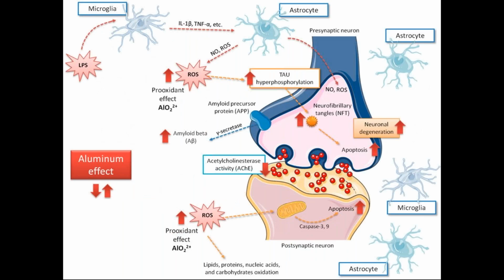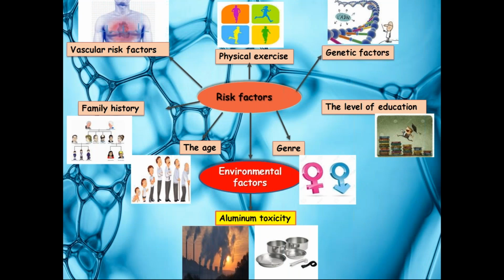Okay, this picture presents the different factors of Alzheimer's disease in detail. For example, if you see the structure of neuron cells, astrocytes and microglia, we have dysfunction in the neurotransmission between the postsynaptic and presynaptic membrane between two neurons. For example, we have the problem of aluminium effect, etc. Okay, what are the different factors? We can see the vascular risk factors, physical, genetic, the level of education, family history, the age, and the gender, and in particular environmental factors such as aluminium or aluminium toxicity.